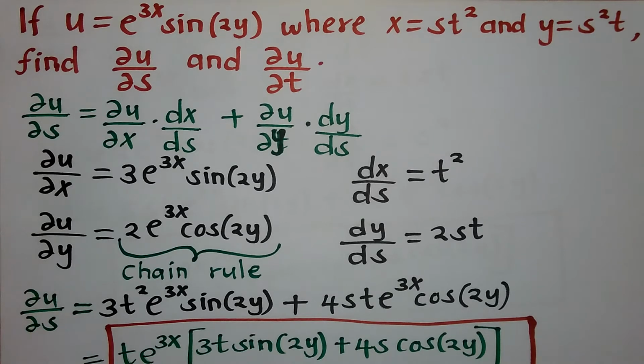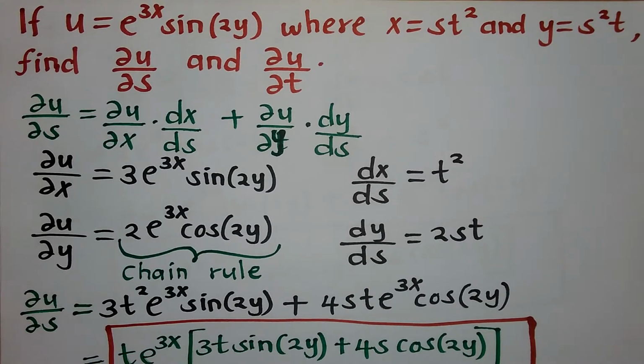Welcome. Let's look at this example of successive partial differentiation. We've been given a function u, which is equivalent to exponential 3x sine 2y, where x is equivalent to st squared and y is equivalent to s squared t. And we are supposed to find the derivative of u with respect to s and the derivative of u with respect to t. So first we find the derivative of u with respect to s.